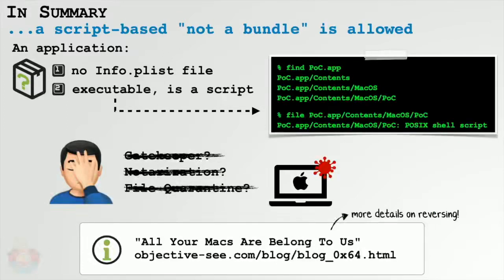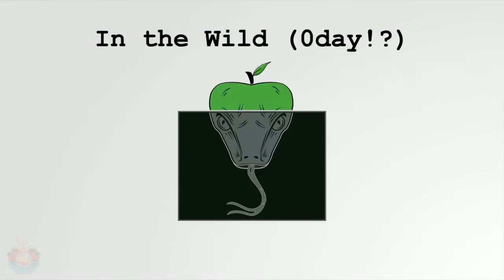So again, if you don't have an info.plist file and your application has a script for its main executable component, that would trigger the flaw in the bundle classification logic, which neatly sidesteps, as we saw, Gatekeeper, notarization, and file quarantine. So next up, I'm going to hand this off to Jaron, who's going to talk about some interesting research that ultimately uncovered this being exploited in the wild as a 0-day.